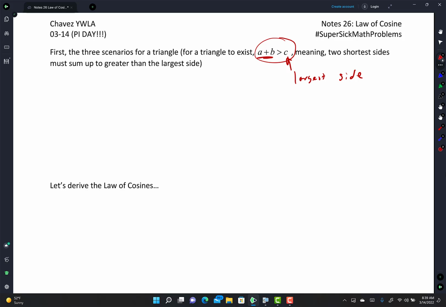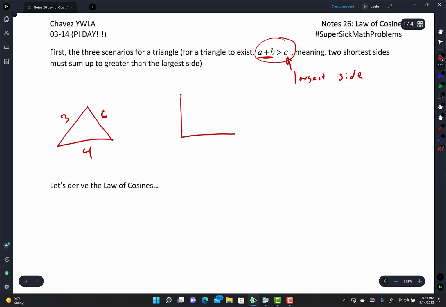We can have an acute triangle. So 3, 4, and this is not 5. I'm just going to call that C. That's the letter C, little c. We can have a right triangle. 3, 4, and I know this is a 5, but I'm going to call it C. And we can have an obtuse triangle. 3, 4, and I guess let's put 60 degrees here, 90, and 120. And I'll call that C.